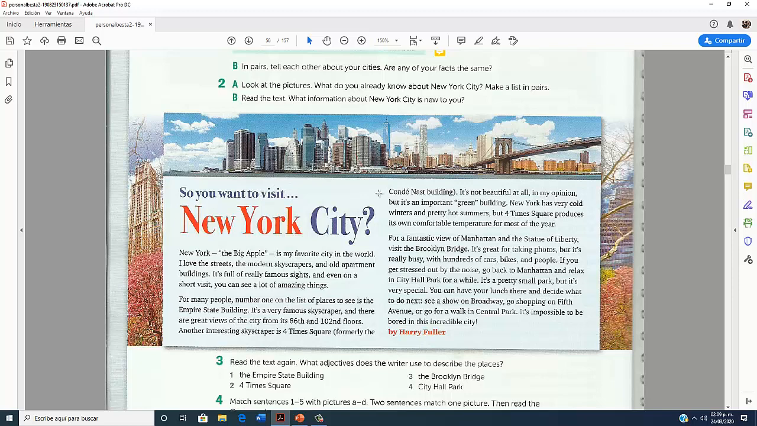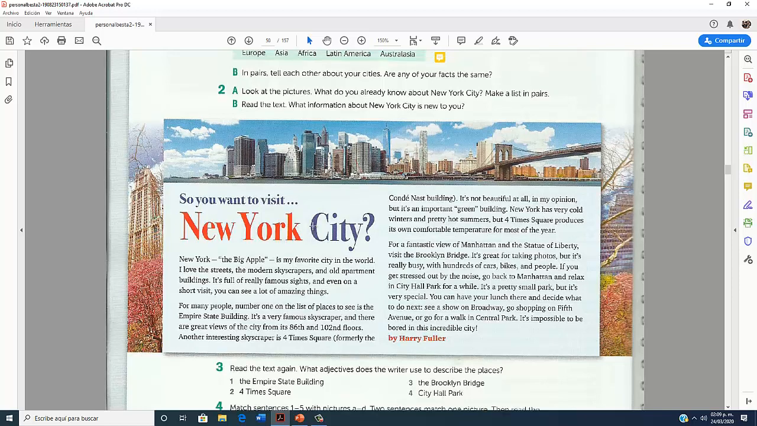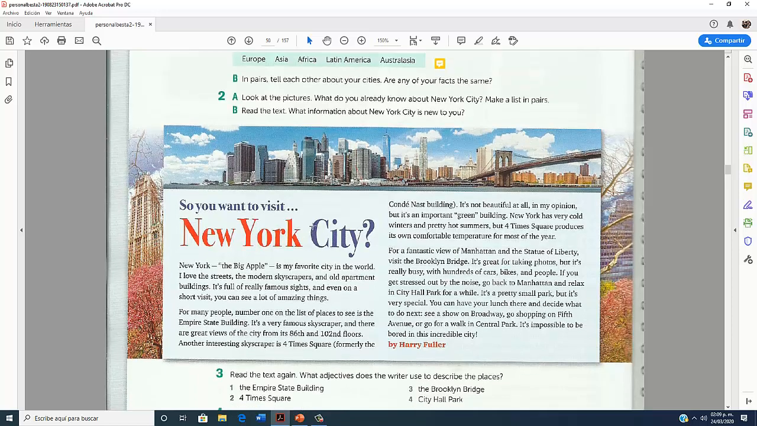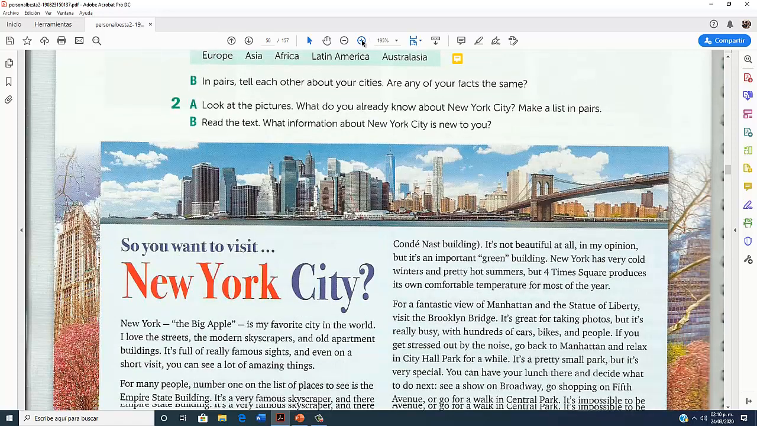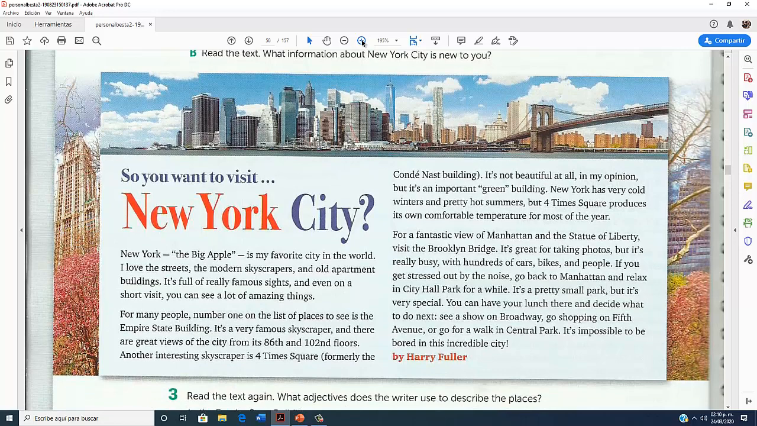Let's see. So we're going to read here. Okay, we're going to read, and then we're going to see what new information we have about this beautiful place that is New York City. So you want to visit New York City? Let's read together, and then we underline the new information we have discovered about this place.